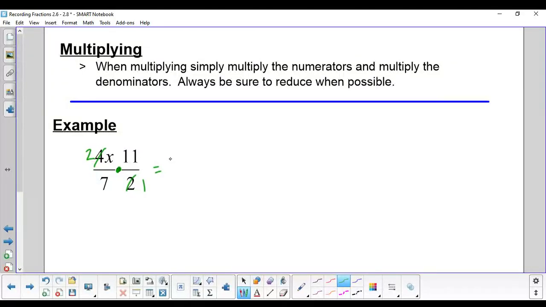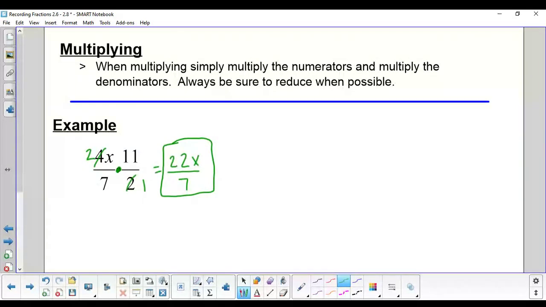Reducing early on in the process will greatly help you afterwards to not forget. So 2x times 11 is 22x, and 7 times 1 is 7. Notice that it's already fully reduced because I worked with the reducing in smaller amounts. Now, you don't have to do it this way, but I do find it's easier.